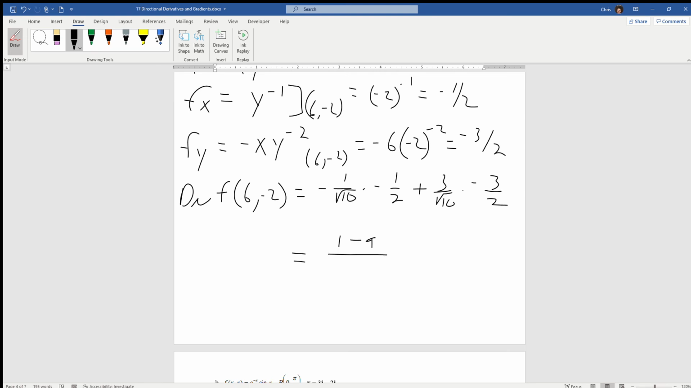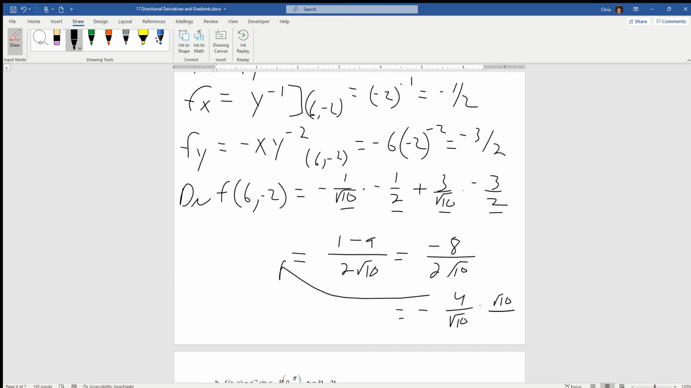If we multiply, we get 2 roots of 10 in both of the denominators. And so this is going to work out to be -8 over 2 roots of 10, otherwise known as -4 over root 10. If we wanted to rationalize it, we can by multiplying by root 10 over root 10. So we could get 4 roots of 10 over 10, or even more simple, 2 roots of 10 over 5. And that's just our directional derivative.